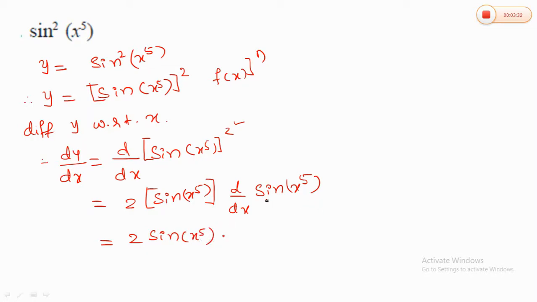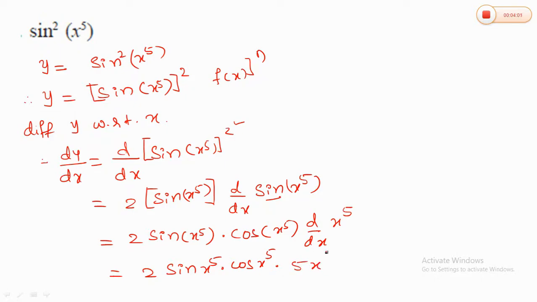So first differentiate sine, then x fifth. Therefore the derivative of sine is cos x fifth. Now go for d by dx of x fifth. So this equals 2 sine x fifth cos x fifth, and the derivative of x fifth, that is x raised to n, n x raised to n minus 1, is 5x raised to 4.